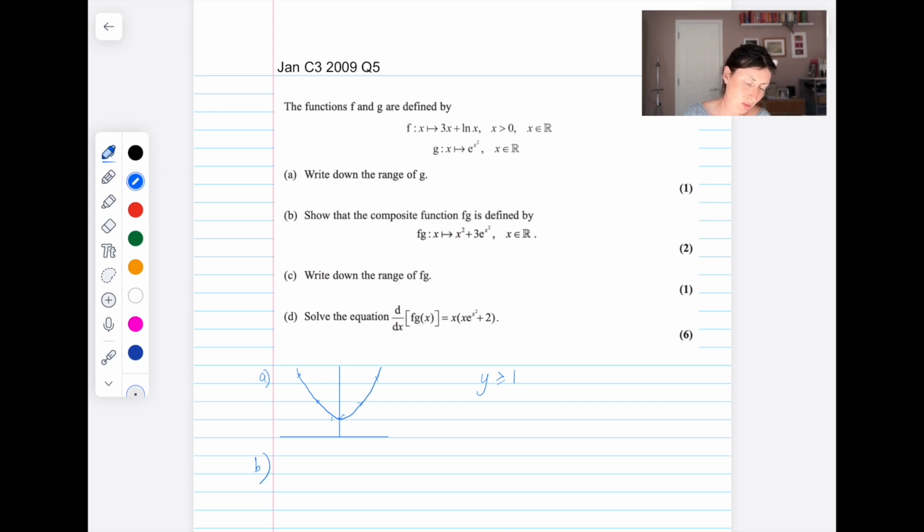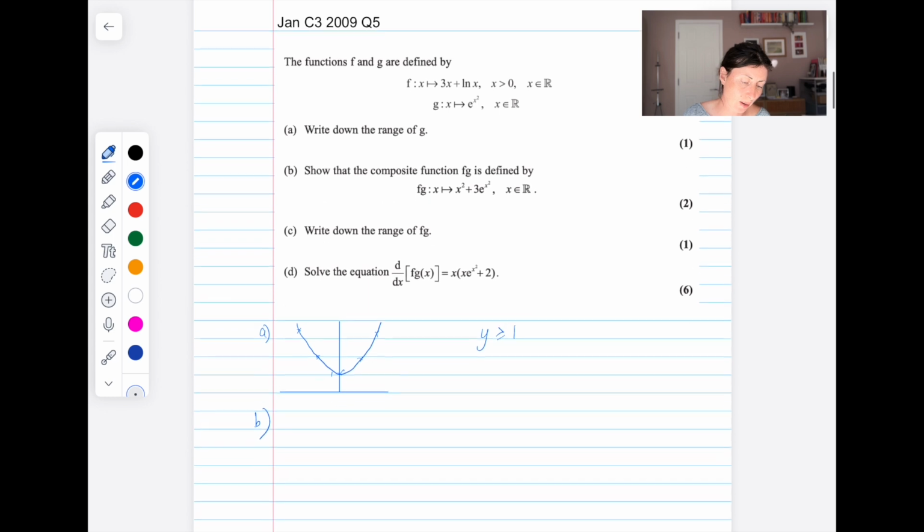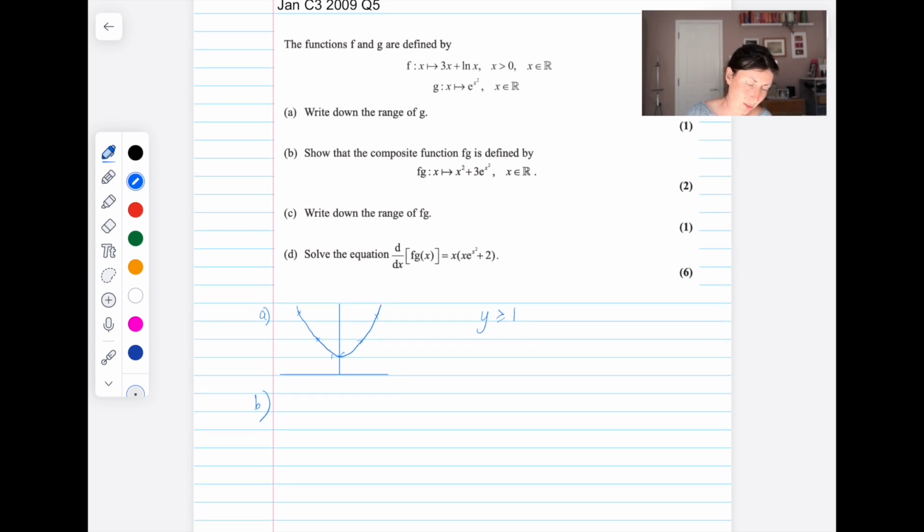Show the composite function fg of x is defined by... So this one's actually going to be quite nice and straightforward. We like composite functions. So f of g of x equals, wherever I see an x, I'm not going to put x, I'm going to put e to the x squared. That's my new input. Ln and e cancel each other out, so I just get an x squared. And that's the show that.